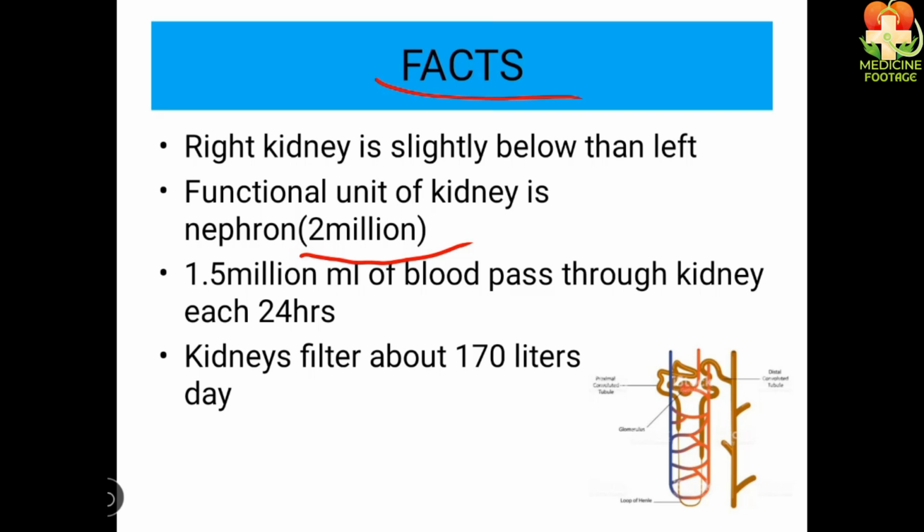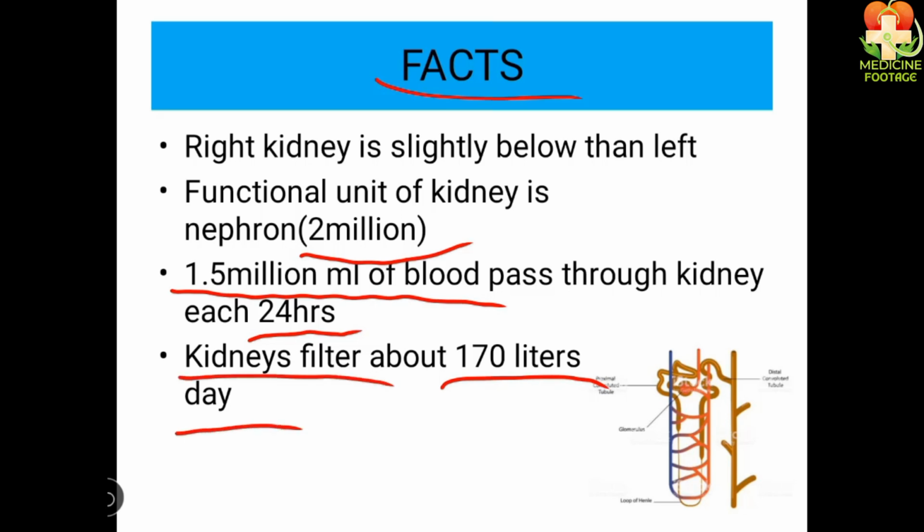The third fact is that our kidneys filter blood, and they filter approximately 170 liters of blood per day. While blood passes through the kidneys continuously, only 170 liters are filtered each day. You might wonder why this is. The reason is that not all the blood contains waste materials. Only the waste containing portion is filtered.